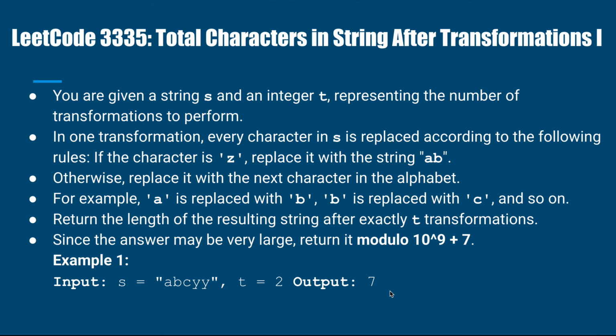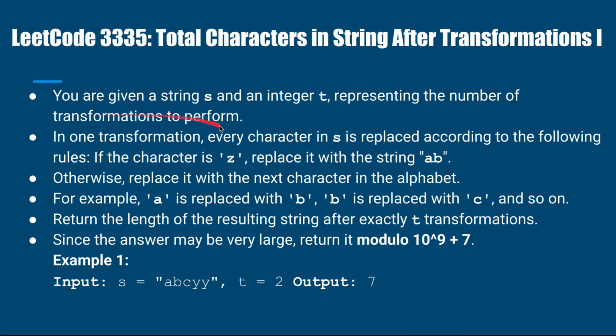You are given a string s, as you can see here, and an integer t that represents the number of transformations. So t is the number of transformations and s is the given string. Over the given string you have to make t transformations. We'll go through the example given in LeetCode, and if you go through the description, you will understand clearly.